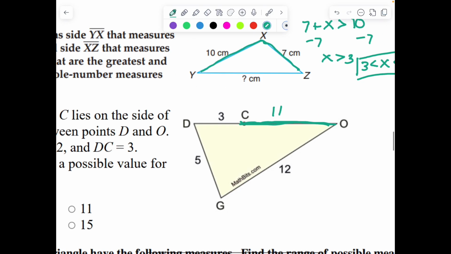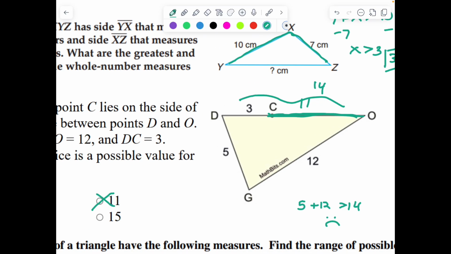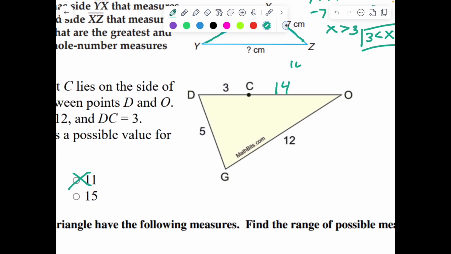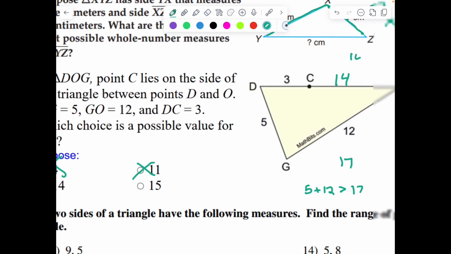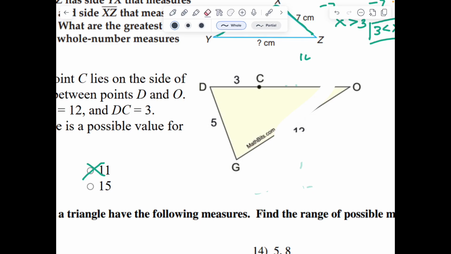Okay. If we tried 11, then this side would be 14. So now that's the longest side. We have to make sure that 5 and 12 add up to more than 14. But that obviously doesn't work. So 11 is not going to be any good. If we plug in 14, okay, 14 plus 3 is 17. We have to make sure that the two shortest sides, 5 plus 12, should be greater than 17. However, this is equal to 17, so that is also not going to be good.